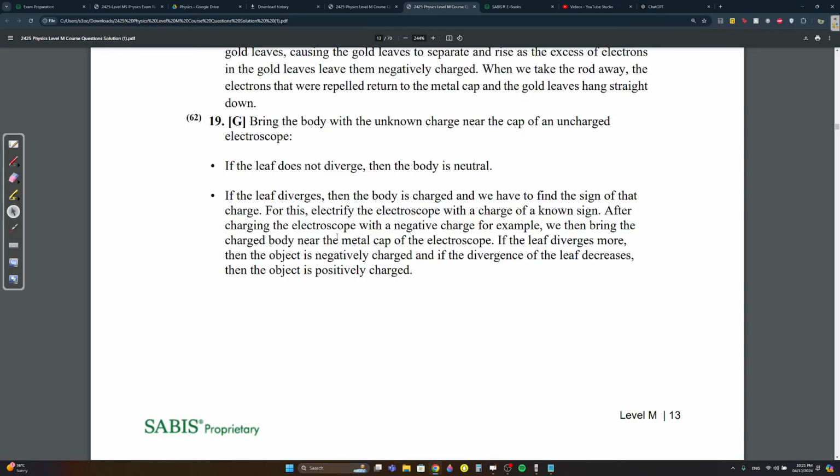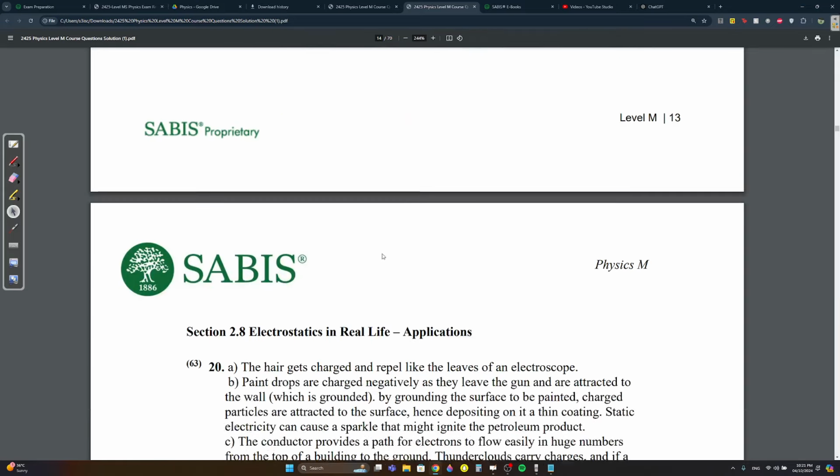If after you charge the electroscope with a negative charge, for example, and you bring a charged body and the leaves diverge more, that means the charge on the body is the same as the charge that was initially on the electroscope, which was negative, so that body is negative. If the leaf diverges more, then the object is negatively charged. If the divergence decreases, that means it's opposite to the initial charge on the electroscope, so it will be positive.